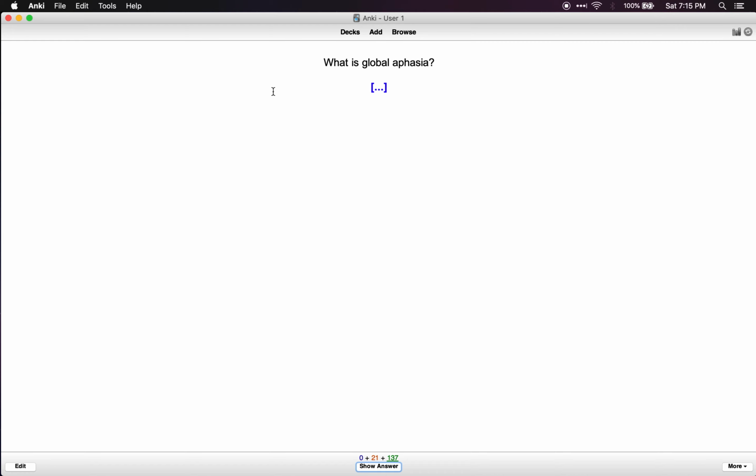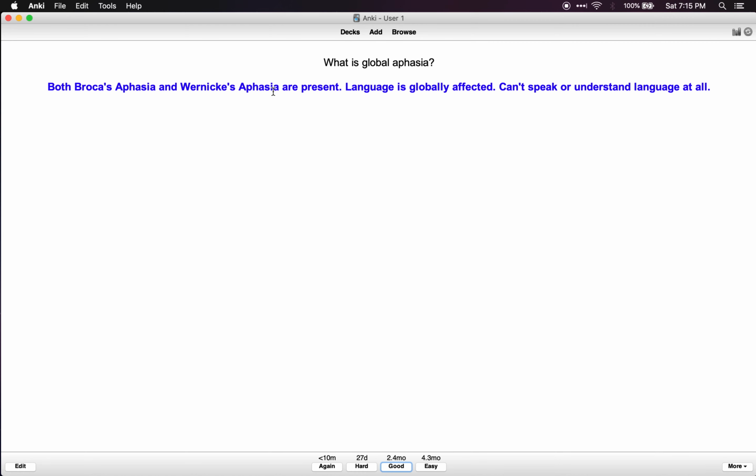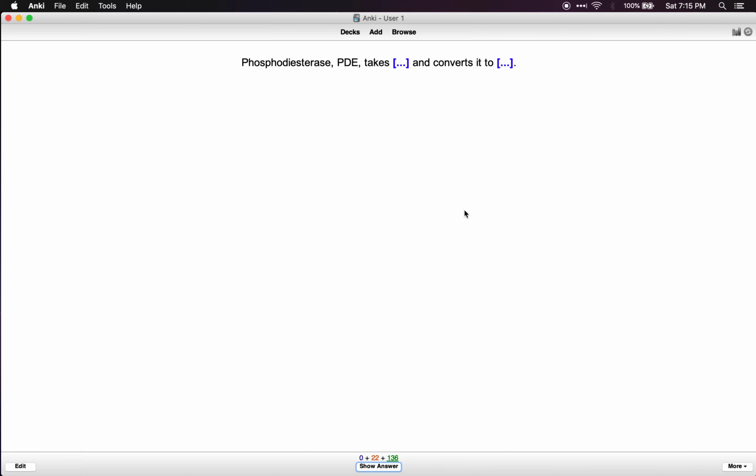What is global aphasia? Basically, everything's affected. Broca's aphasia and Wernicke's aphasia are both present, so language is globally affected. Can't speak or understand language at all. Phosphodiesterase takes cGMP and converts it to GMP.